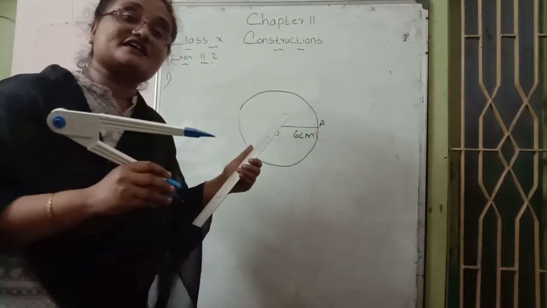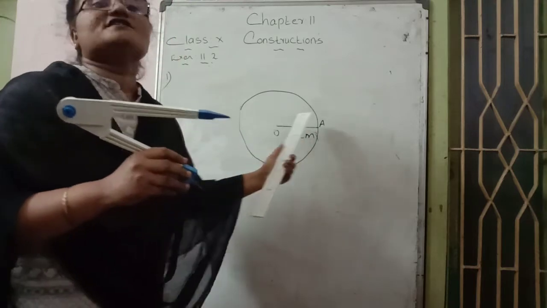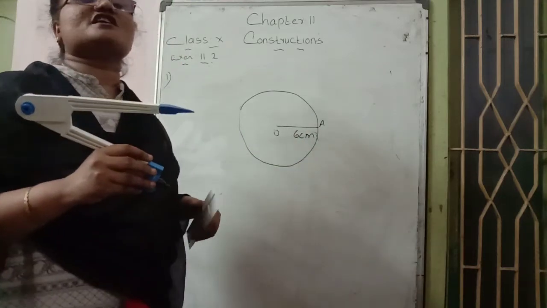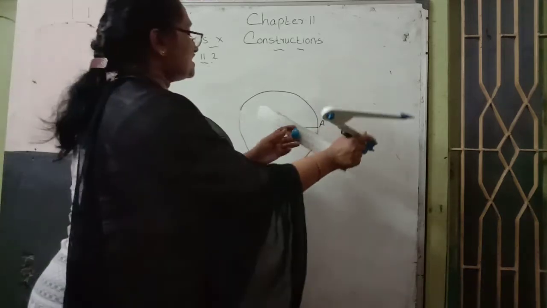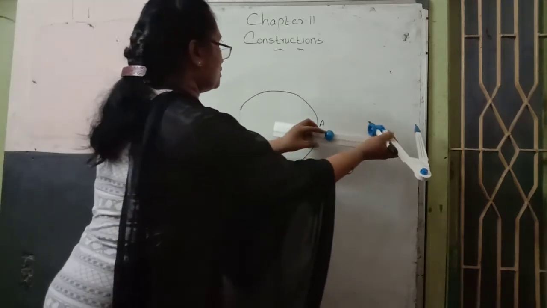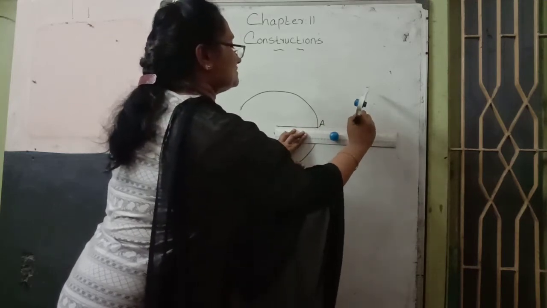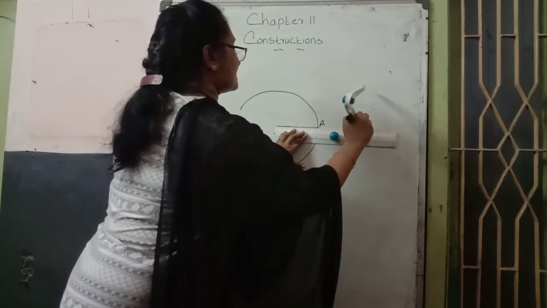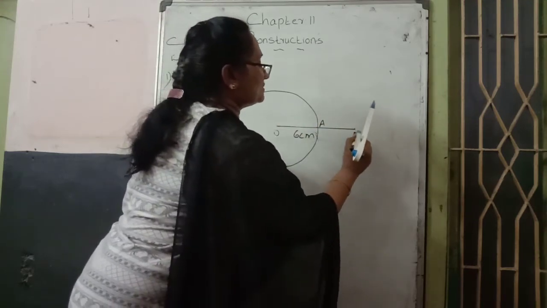Next, what they have given in the question: from the center, 10 centimeters outside, mark a point. So from center O, measure 10 centimeters and mark a point. That point we name P.